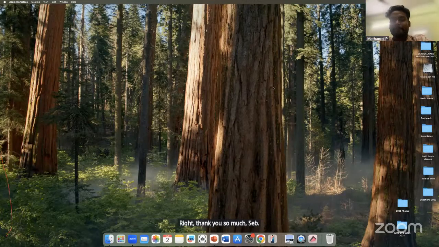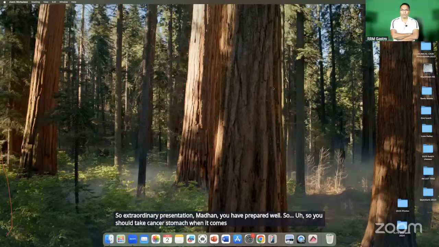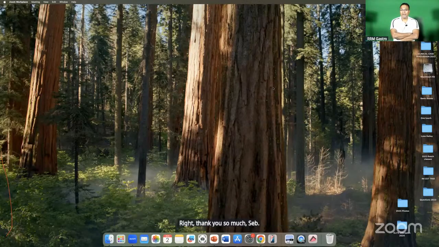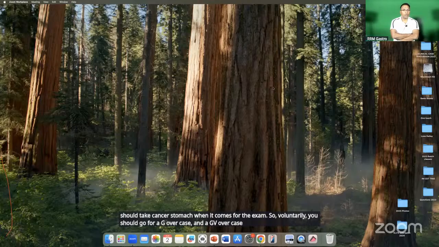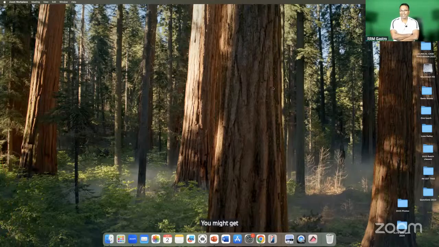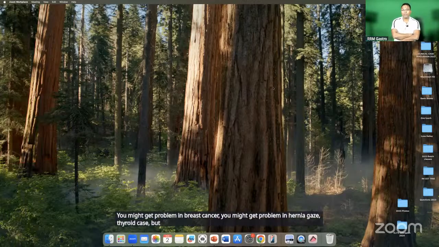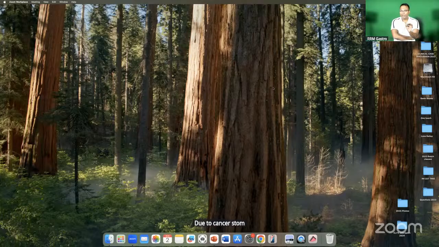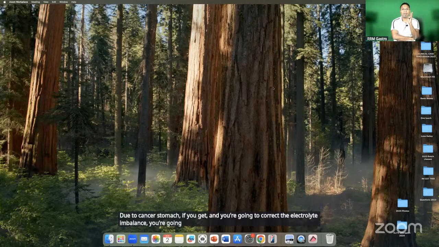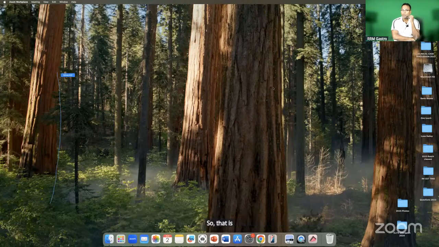So you should take cancer stomach when it comes to the exam. Voluntarily you should go for a GOO case. You will never fail in a GOO cancer stomach. You might get a problem in a breast cancer case, a hernia case, or a thyroid case. But GOO due to cancer stomach, if you get it and you tell that you will correct the electrolyte imbalance by giving normal saline itself, you are mostly passed. So that is one of the most important pass questions.